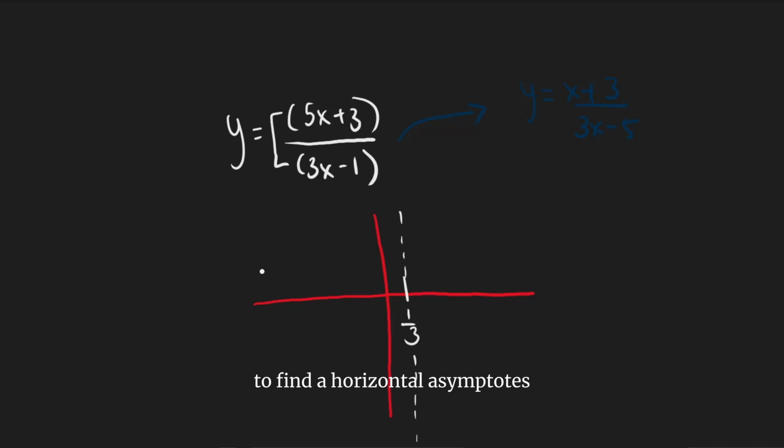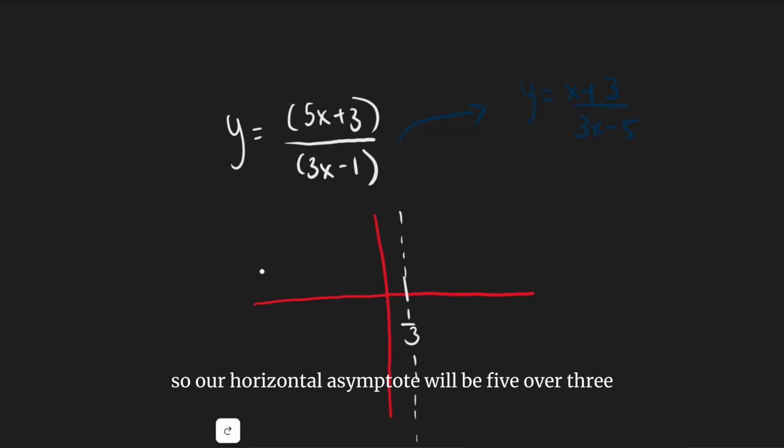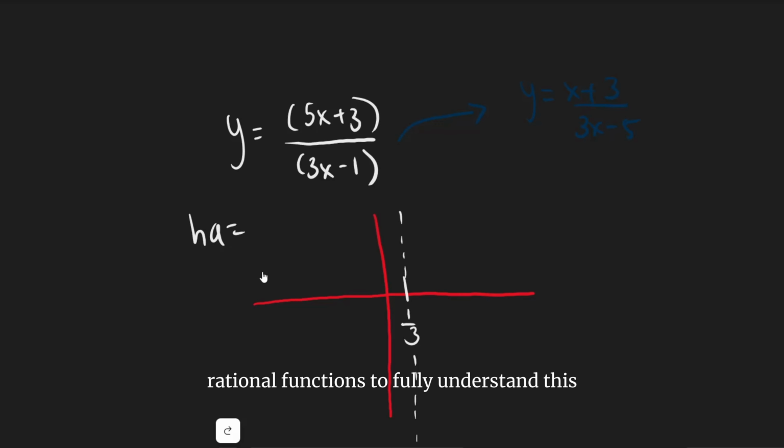To find our horizontal asymptotes, you need to look at the exponent of the x's. Since both of these are raised to the first power, on the numerator and the denominator, and they're the same power, our horizontal asymptote will be a over b. So our horizontal asymptote will be 5 over 3. If this doesn't quite make sense to you, you can check out my other video on graphing rational functions to fully understand this.